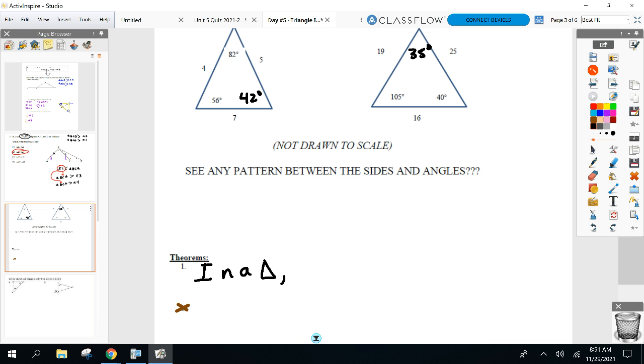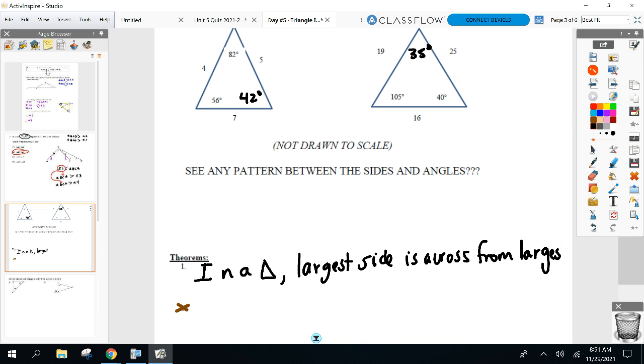So in a triangle, largest side is across from largest angle, and all you guys were correct about it being in between. Yes, that is true. And smallest side, smallest angle is also true. Okay? And that's always true, guys. Always. The largest side is always opposite the largest angle. And same for smallest.